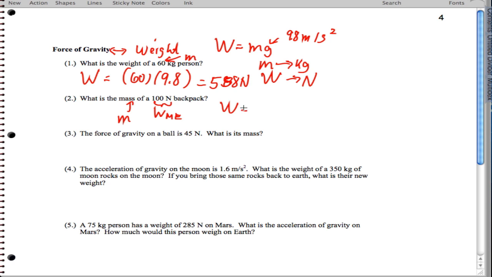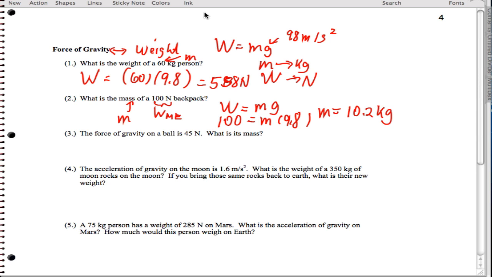So we use W equals mg. That means 100 equals m times 9.8. We divide and solve for m, and we end up getting 10.2 kilograms.